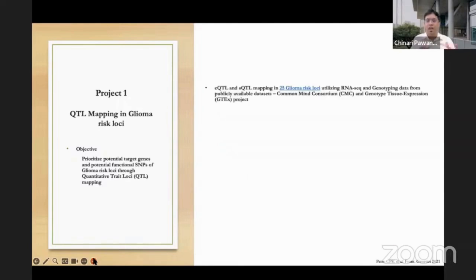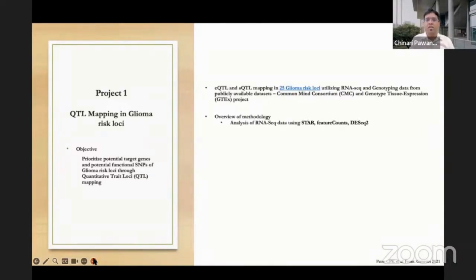So in our study, we did mapping of both expression and splicing QTLs in glioma loci, utilizing both RNA-seq data as well as genotyping data. And we utilized these publicly available datasets, which are the Common Mind and GTEx dataset projects.